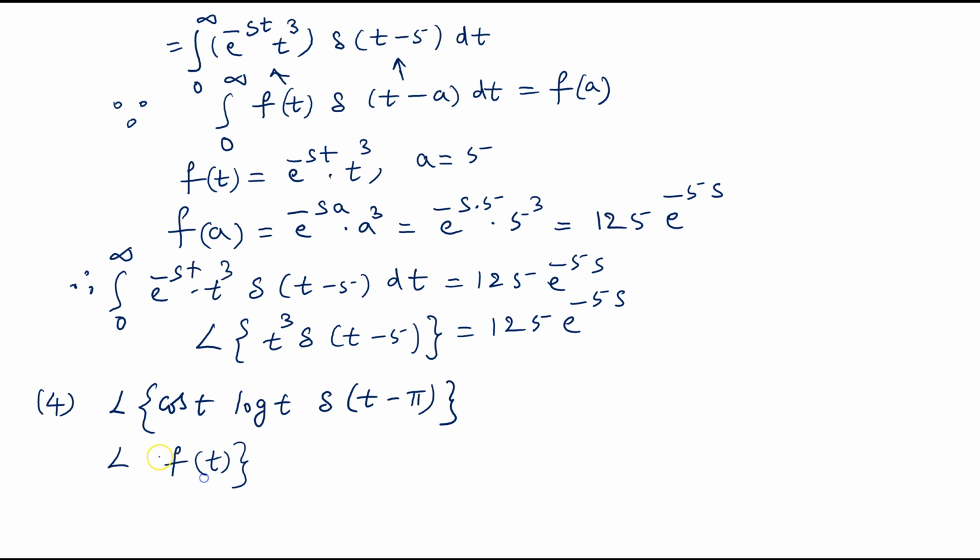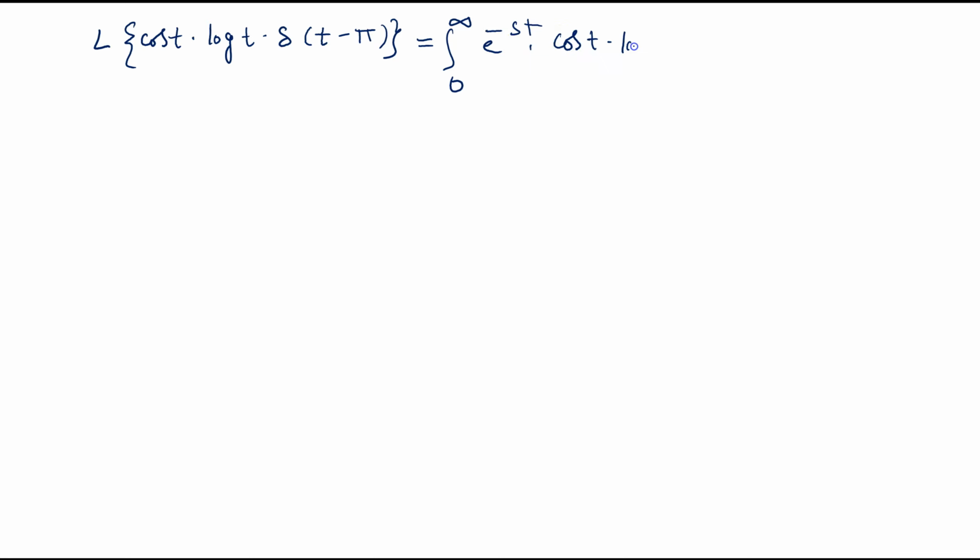L of f of t equal to integral 0 to infinity e power minus st into f of t dt. So, L of cos t into log t into delta of t minus pi can be written as integral 0 to infinity e power minus st into cos t into log t into delta of t minus pi dt. Now let us write all these terms except this delta term in one bracket.